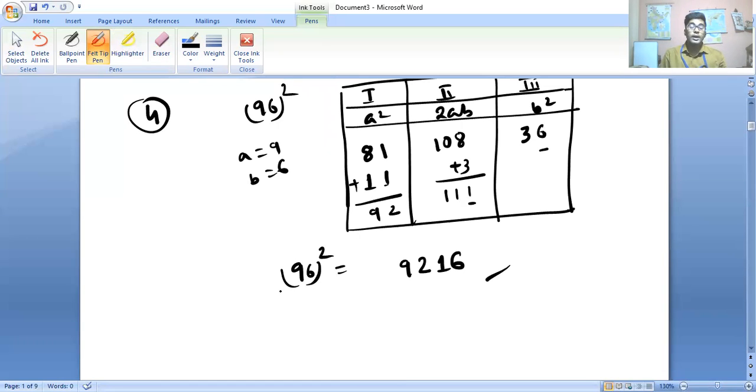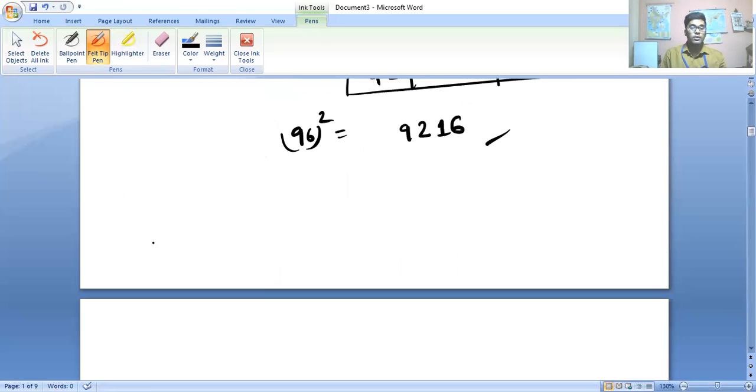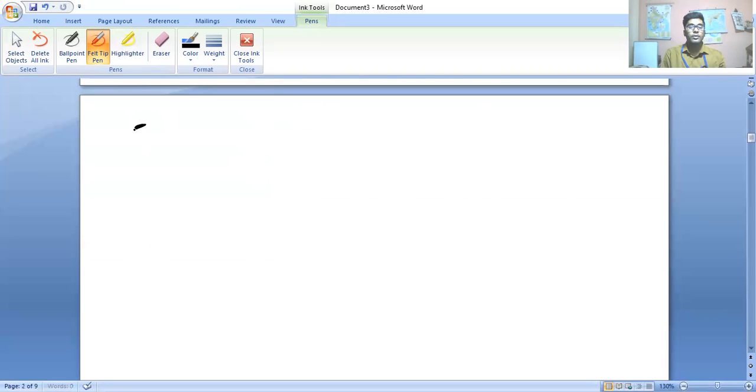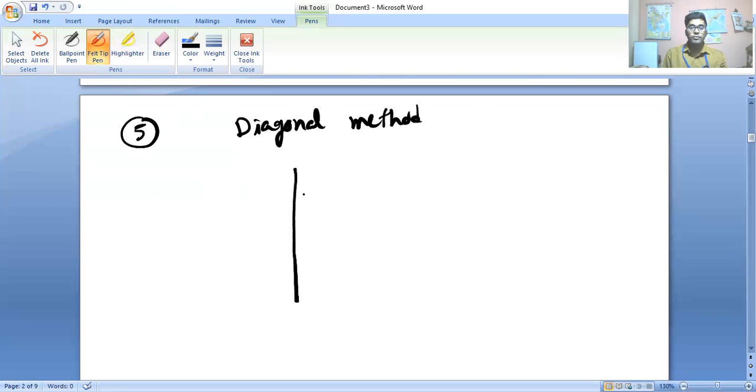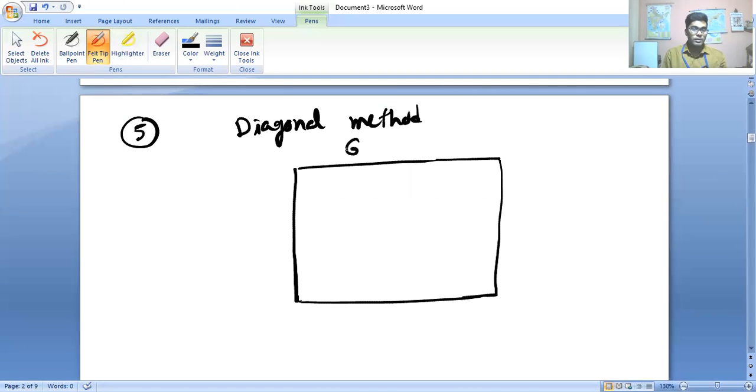Let us move on and do it by diagonal method. Let us do question number 5 by diagonal method. What is our question? 67. So in diagonal method, we first make a square box. We will write the number 67 here, and here also we write 6, 7. Then we divide the box into 4 equal parts.